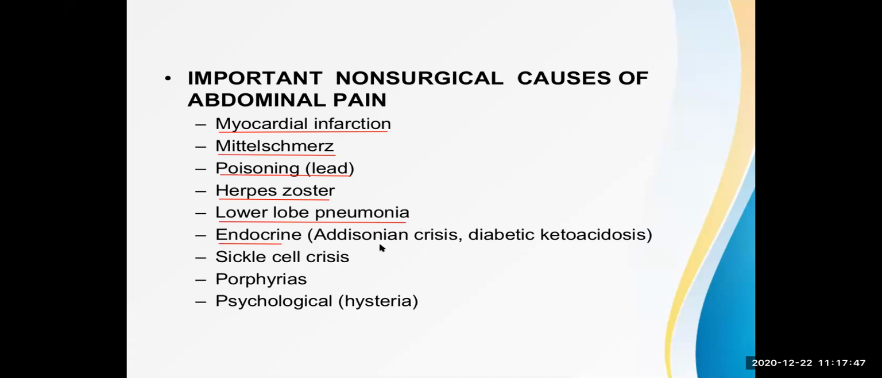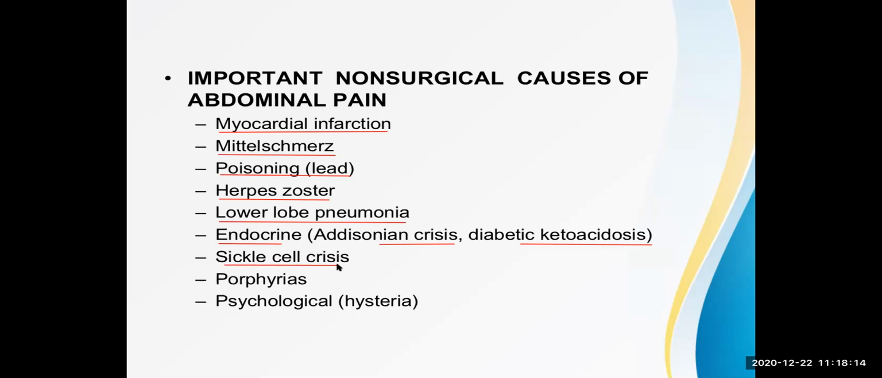Endocrine, like Addisonian crisis and diabetic ketoacidosis. The Addisonian crisis occurs in Addison's disease. Addison's disease is a severe lack of the glucocorticoids in the body. Diabetic ketoacidosis is a complication of type 1 diabetes. So both of them can have abdominal pain because of different reasons, of course.